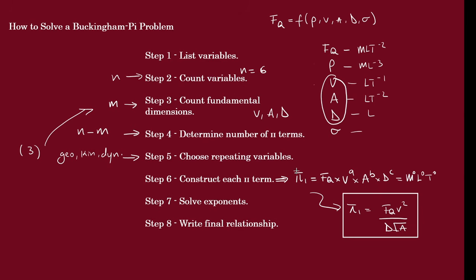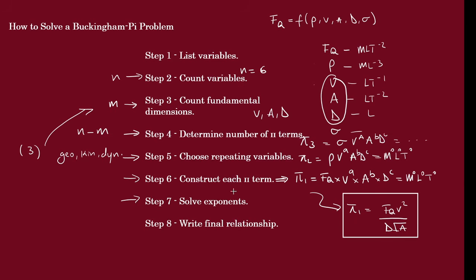So that's how you construct pi terms. So pi 1 is going to be this. Then for pi 2, you're going to take the next non-repeating variable. So that's rho. So you're going to have rho v to the a, a to the b, d to the c, and equate this to m to the 0, l to the 0, t to the 0. These are not going to have the same values. The exponents for the first pi group are not going to be the same as the exponents in the second pi group. You're going to have to solve this one simultaneously on its own. And then pi 3, for the last non-scaling variable, is going to be sigma v to the a, a to the b, d to the c, and equate this as you've done it. So that's how you construct each pi term.